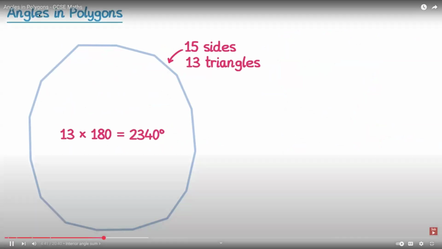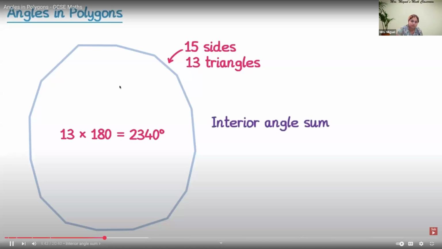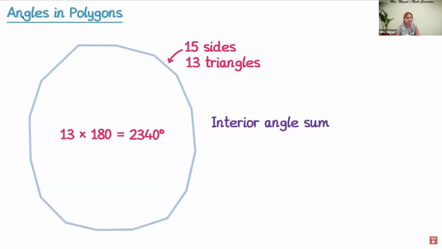We have a special name for this total. It's known as the interior angle sum, because it's the sum of all of the angles on the inside of the shape. We can create a formula for this based on what we've looked at so far.